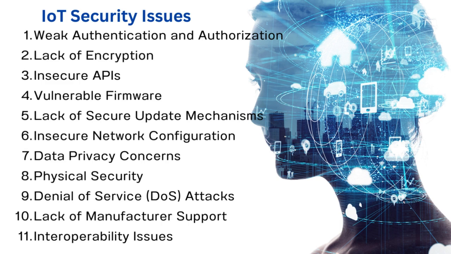The last security issue is interoperability issues. That means incompatible standards and protocols among IoT devices from different manufacturers can lead to interoperability issues, creating security vulnerabilities and increasing the complexity of managing and securing the IoT system. Okay, so those are common IoT security issues.